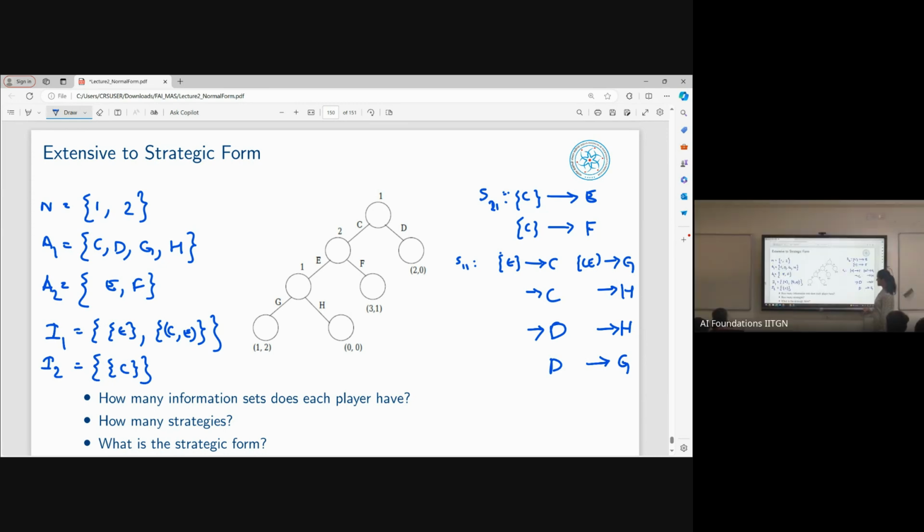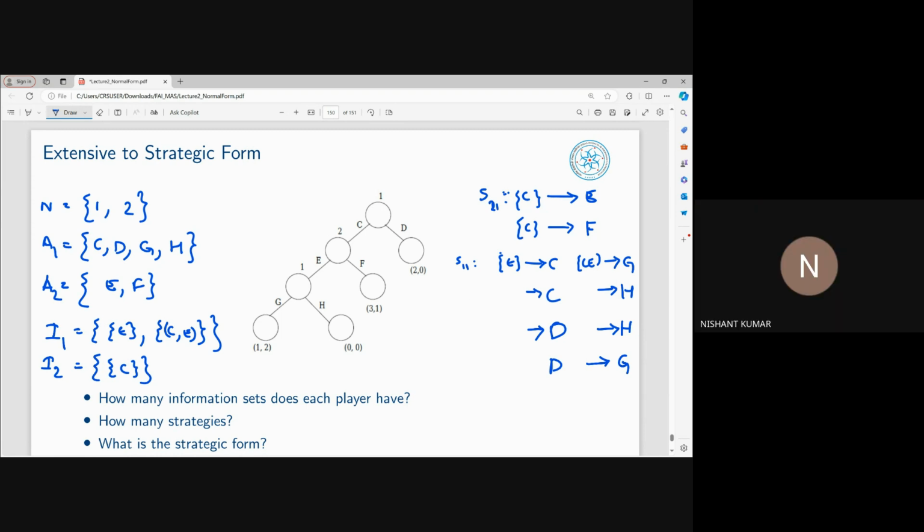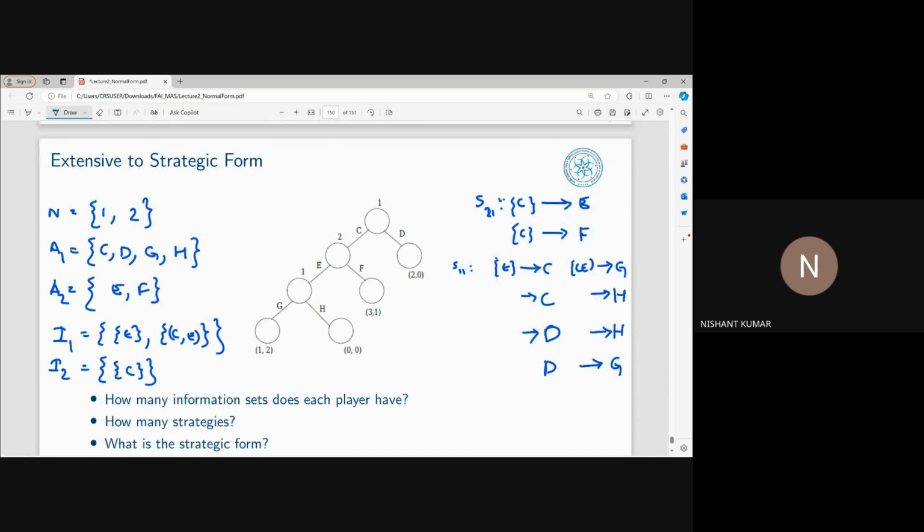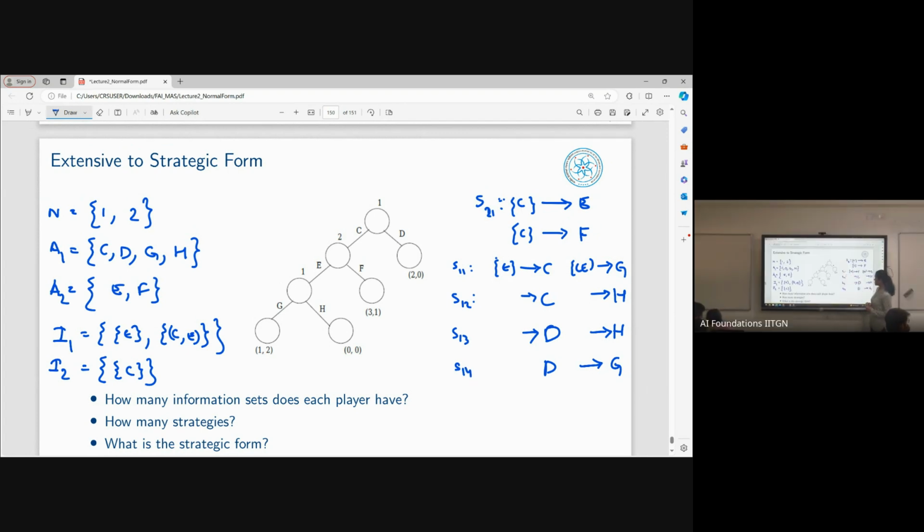So for agent 1, at the beginning, it could take an action C or D. So I selected C here for the strategy set. So in strategy 1, agent 1 is taking an action C in the beginning. And after agent 2 has taken an action E, agent 1 is taking an action G. So that's what strategy 1 is. Every time agent 1 follows strategy 1, it will take an action C in the beginning, and then it will take an action G whenever agent 2 plays E.